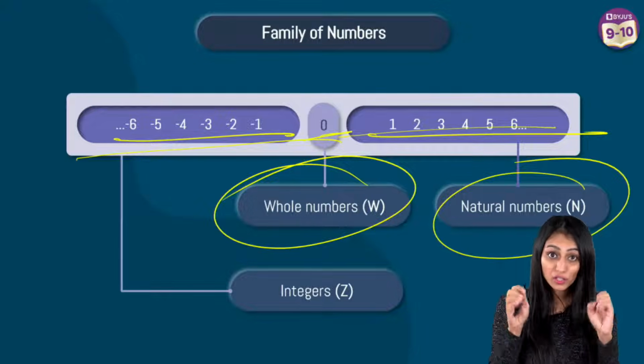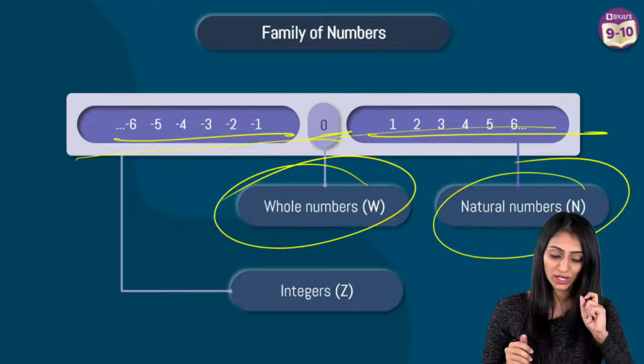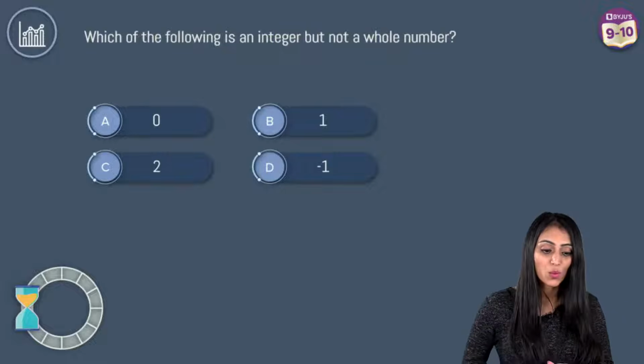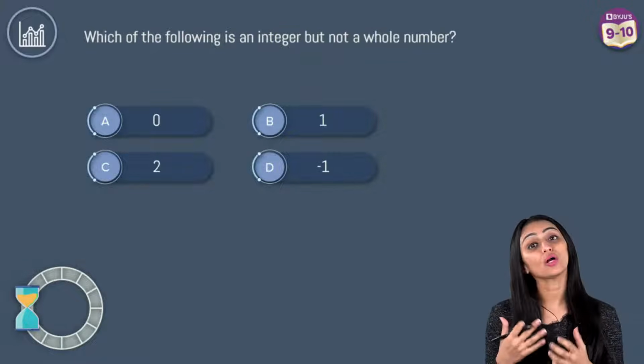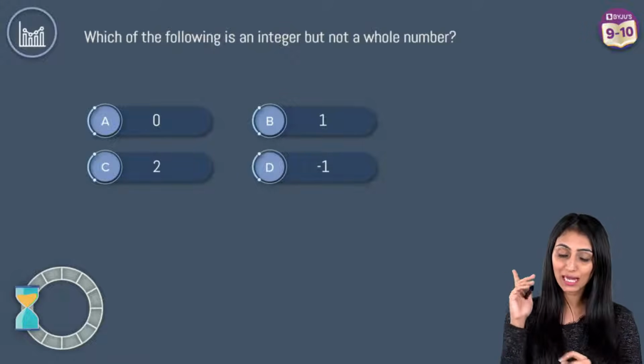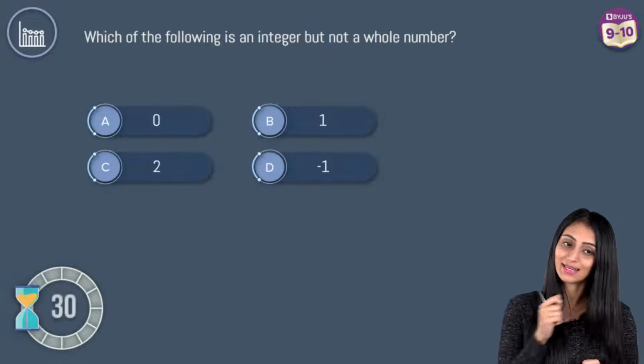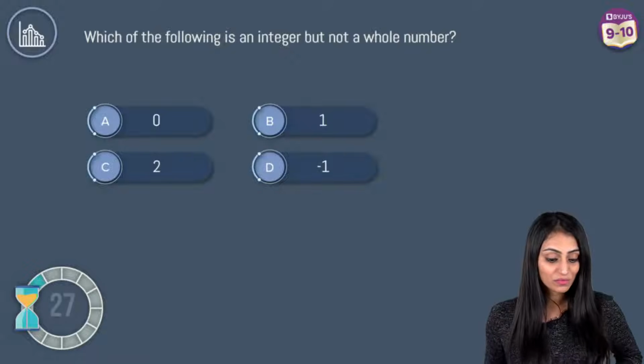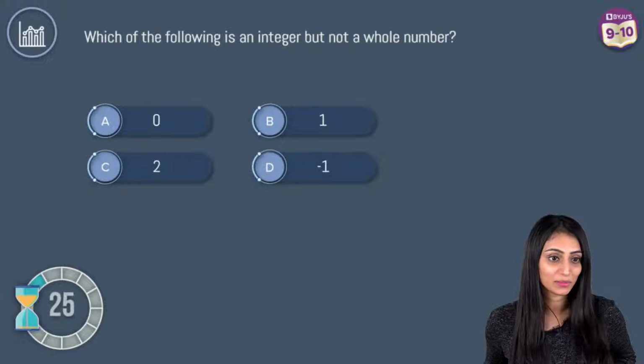So now that you have understood this, let's try out a question to check your understanding. Here we go. Which of the following is an integer but not a whole number? You can see 4 options on the screen. I'm giving you 30 seconds to answer this. So quickly tell me, which of these is an integer but not a whole number?